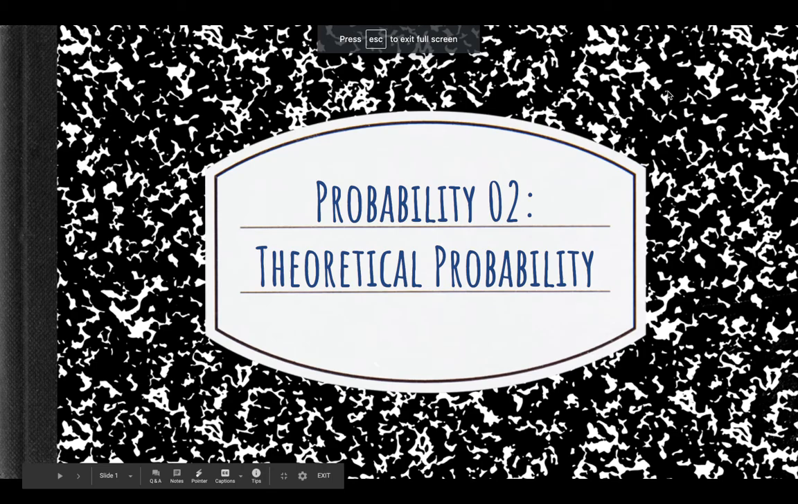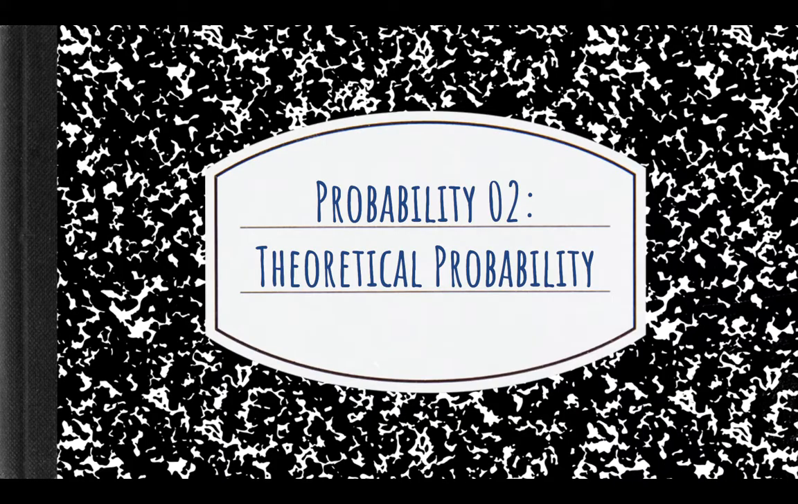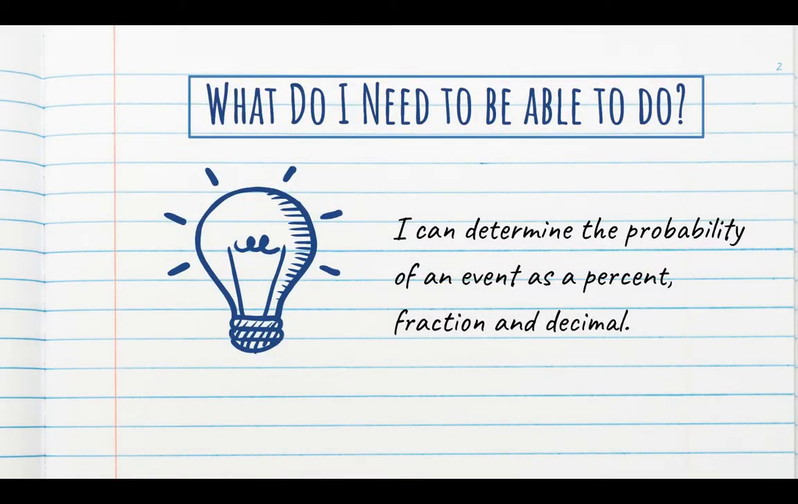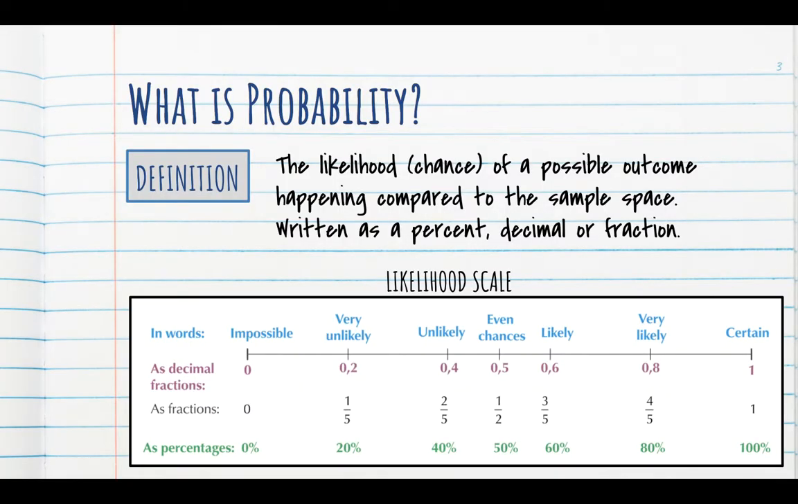In this next lesson in our probability unit, we are going to look at theoretical probability. The objective of the lesson is to be able to determine the probability of an event and express it as a percent, a fraction, and a decimal. When we talk about probability, we are referring to the likelihood or the chance of a possible outcome happening compared to the sample space. And again, probabilities are typically written as percents, decimals, or fractions.